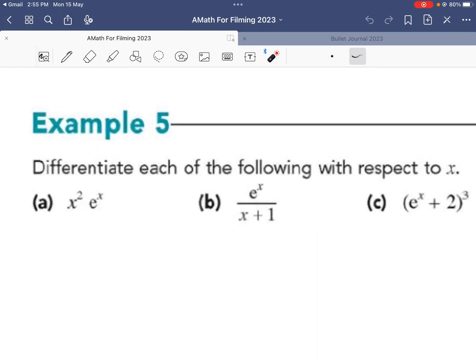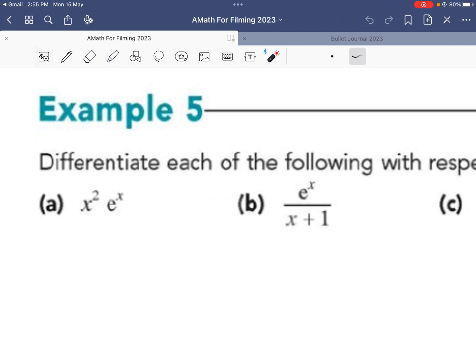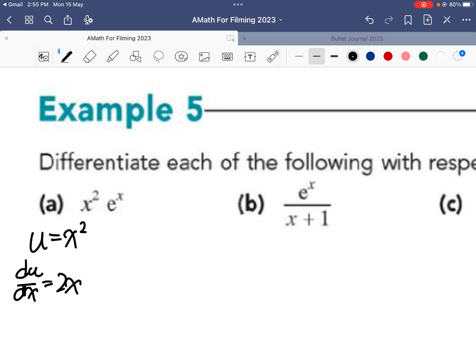Okay, so for example 5, what we do here is this. If you notice, for 5a, when you differentiate this, we actually have u times v. So if u is equal to x squared, differentiating u with respect to x is 2x. v is e to the power of x. As we have learned in the previous slide, differentiating e to the power of x will give you e to the power of x itself.